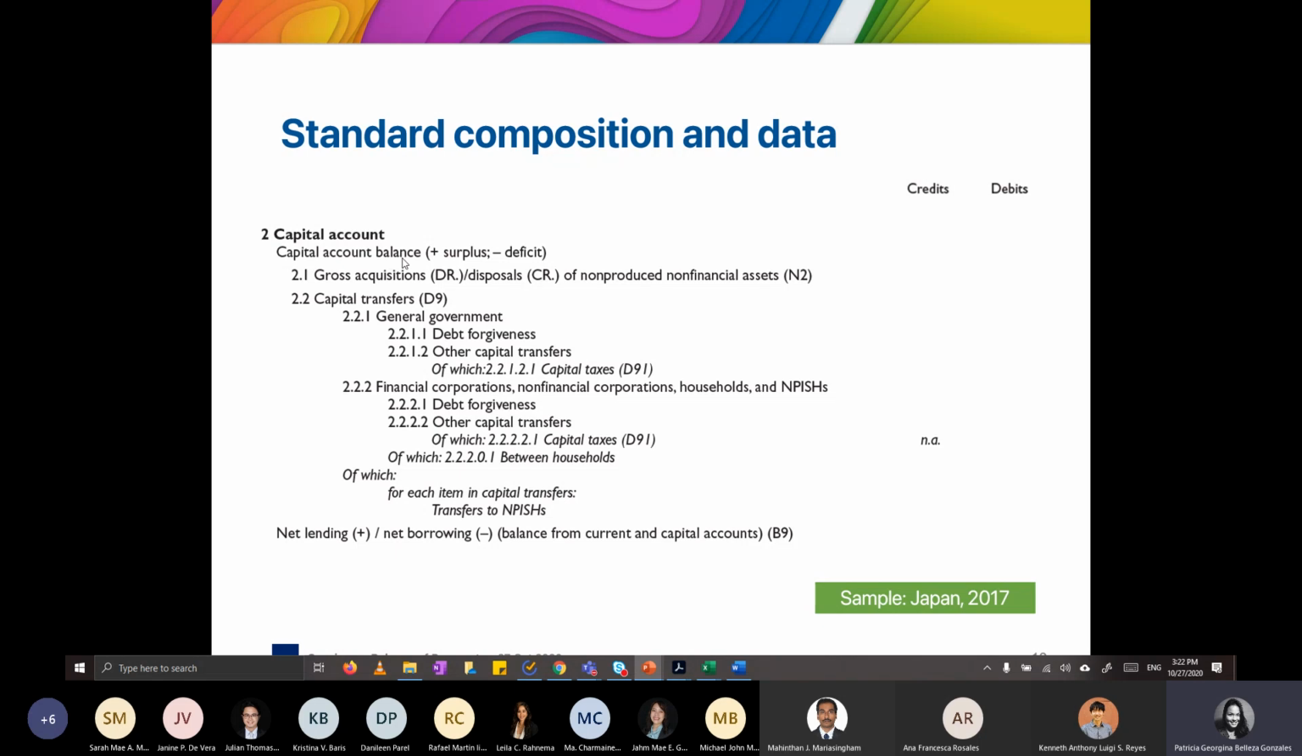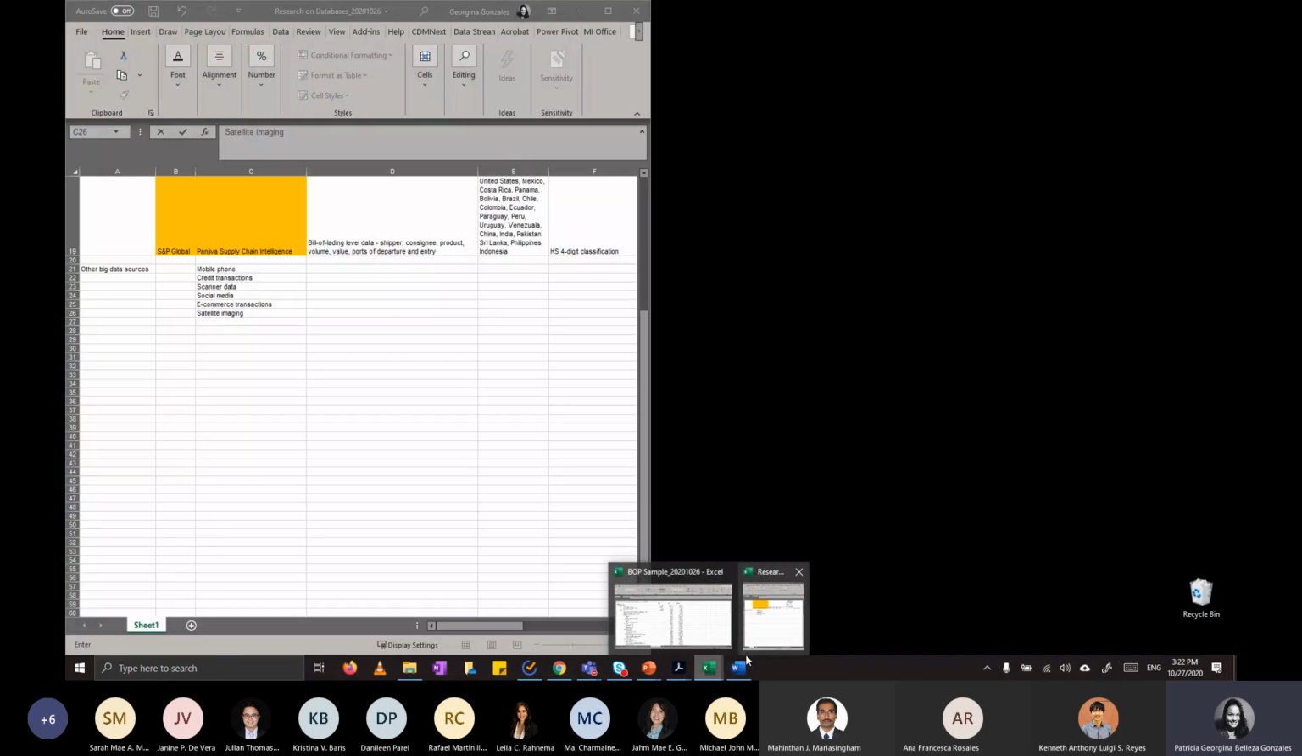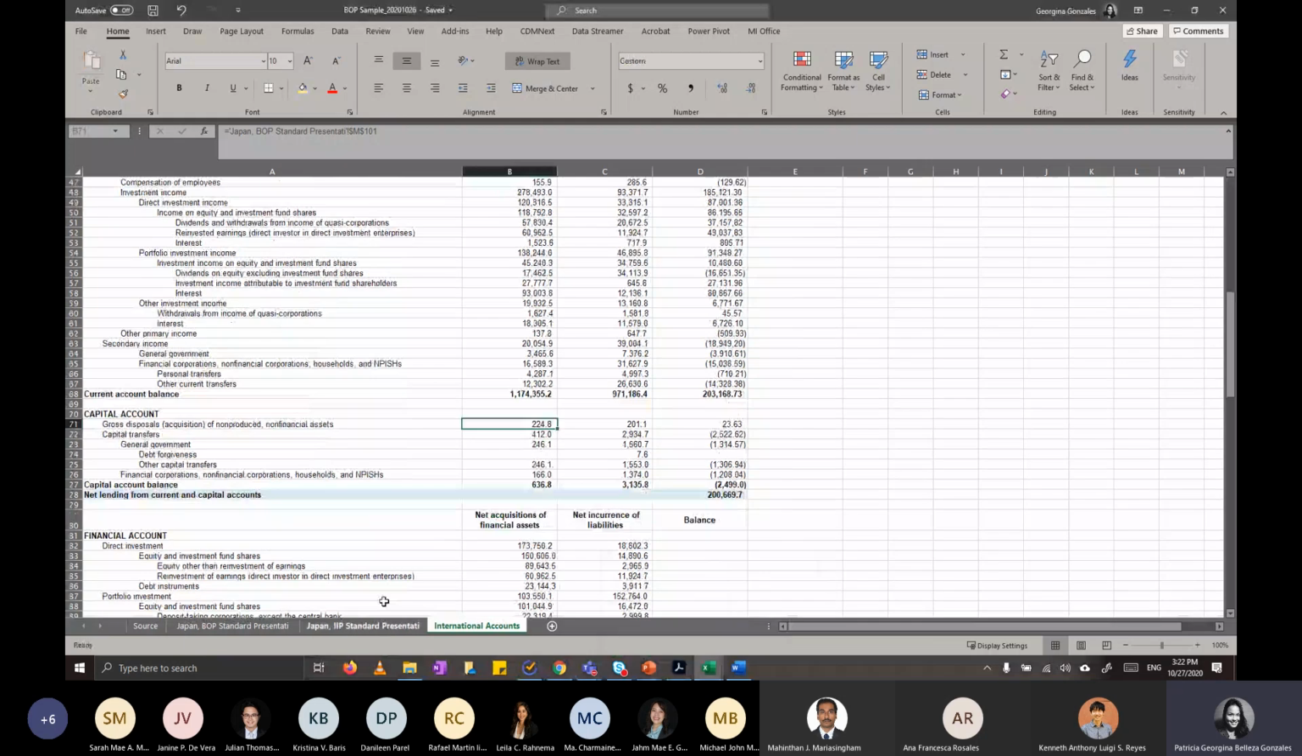So you have the capital account balance, acquisition and disposal of non-produced financial assets, and capital transfers, which if you add this capital account balance with the current account balance, you get net lending, net borrowing from the current and capital account. So let me just show you what data typically looks like on this.